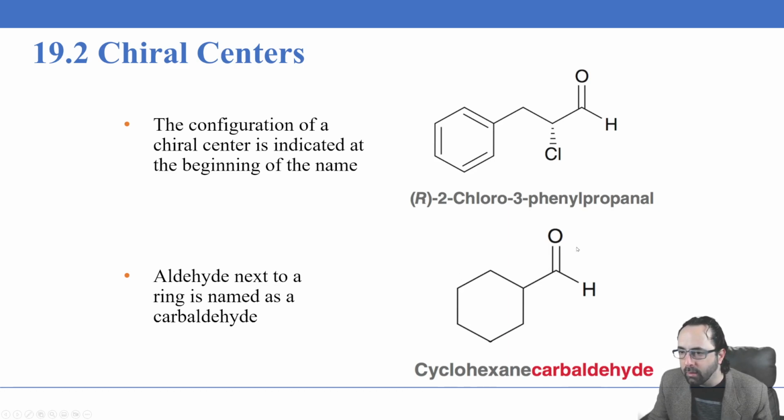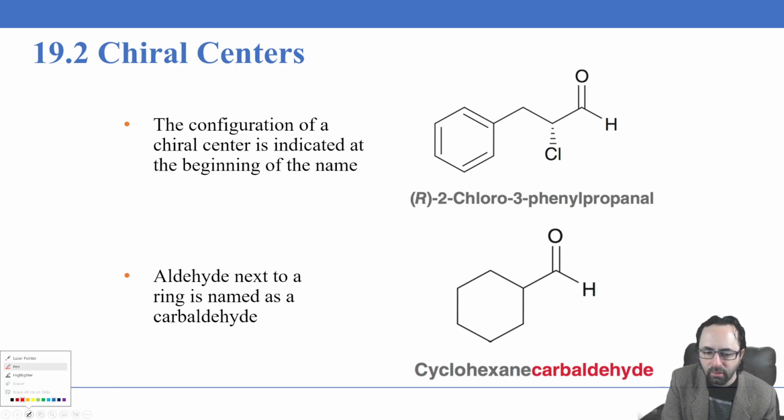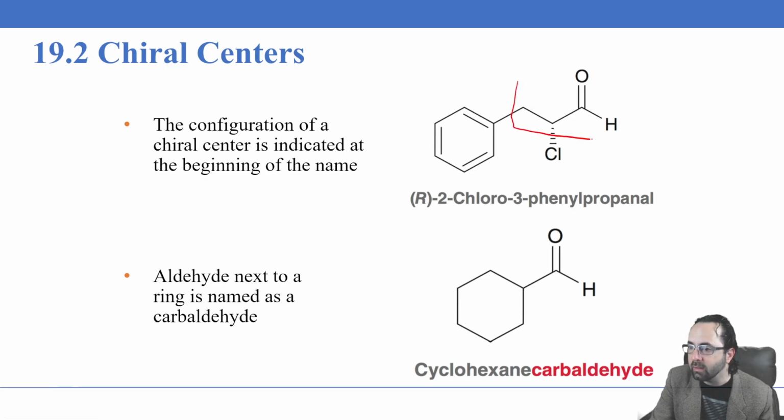So let's break down the name of this here. So remember that the parent chain has to include the aldehyde. So the parent chain cannot be the benzene ring in this case, because that would not include the aldehyde. So the parent chain is going to be this right here. And so that's got 3 carbons, 1, 2, 3. So that's going to be called propanal.